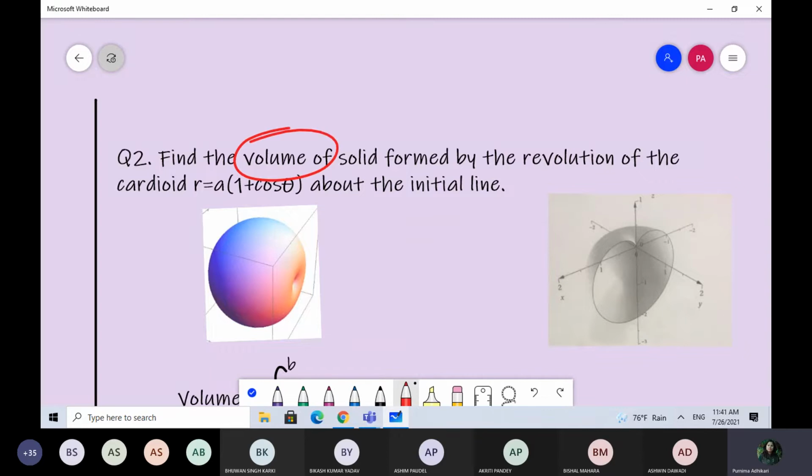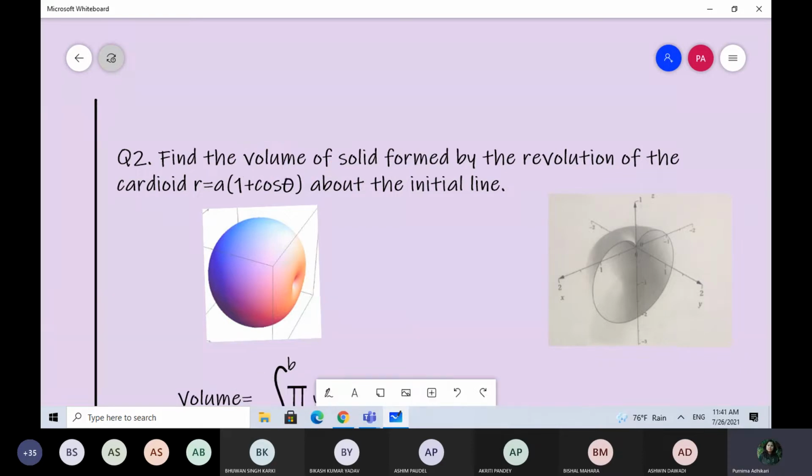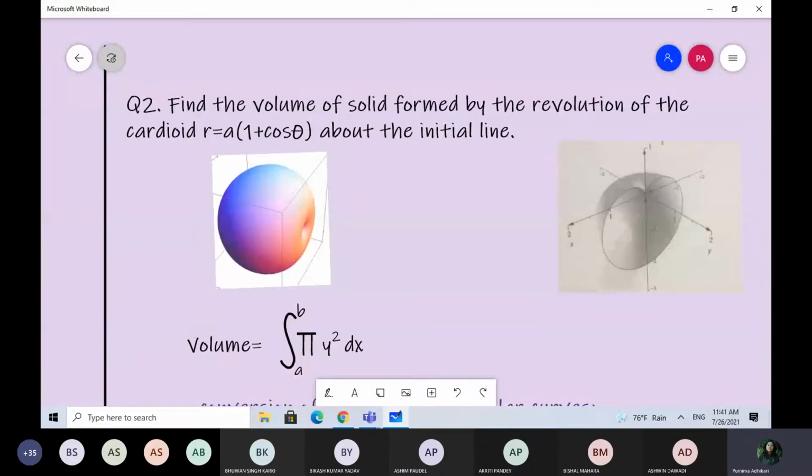Volume of this solid. Okay, of this solid. So let's find out its volume. Here I've already mentioned that we will use the same formula as we have done for Cartesian, now going to polar curves. You know the relation between polar and Cartesian curves, so we will be using that relation only. So what is your y?